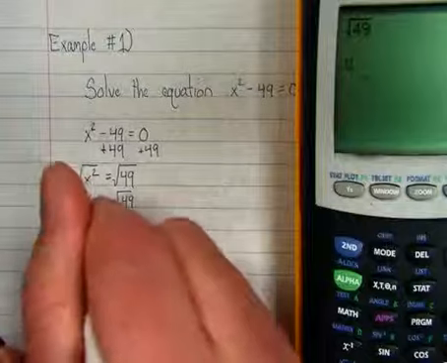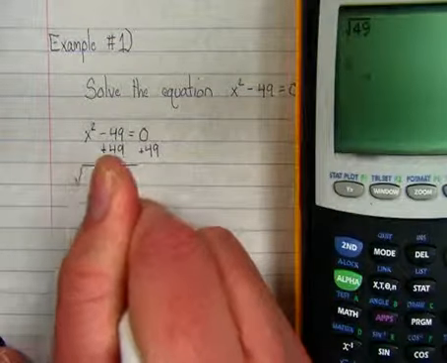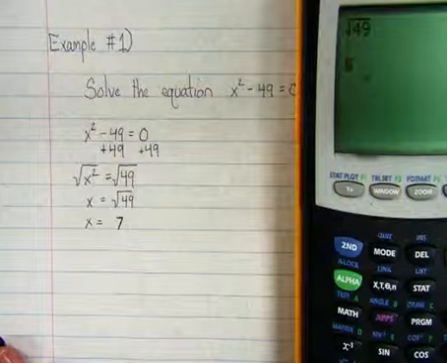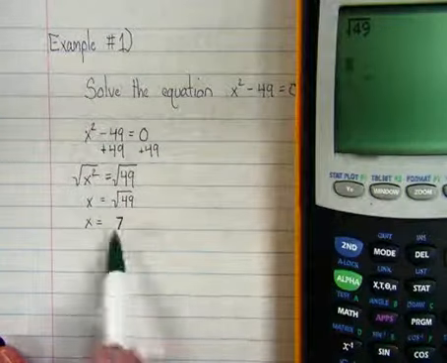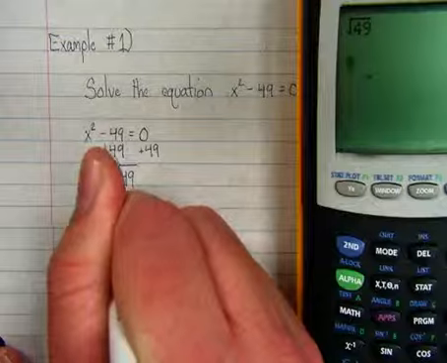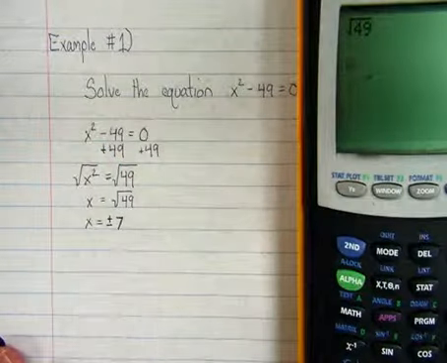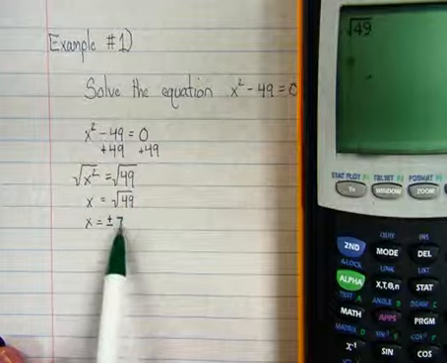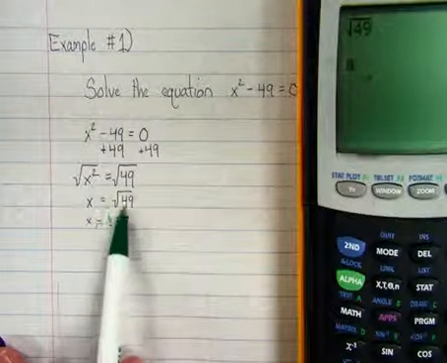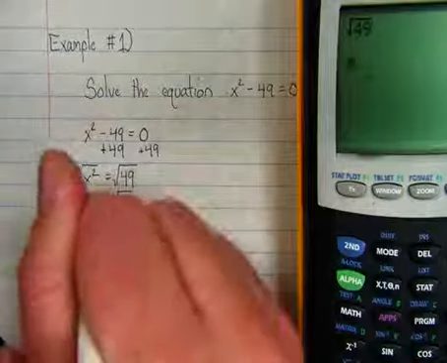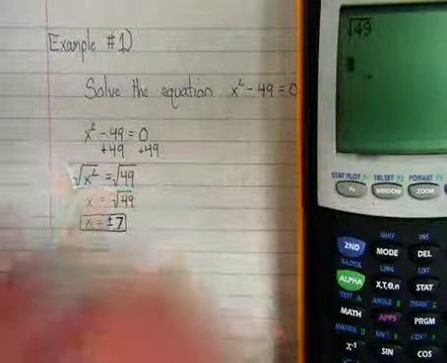A very common mistake would be at this point to just say x equals 7 and be done with it, but x isn't just 7, there's another possibility. It could be negative 7 as well. So we need to say that x is plus or minus 7, because positive 7 times positive 7 would give us 49. Negative 7 times negative 7 would also give us 49. So x is going to be one of those two things, and that is our solution.